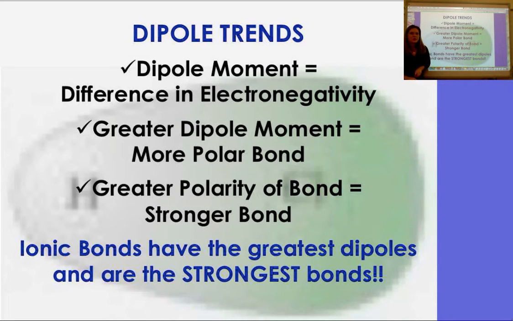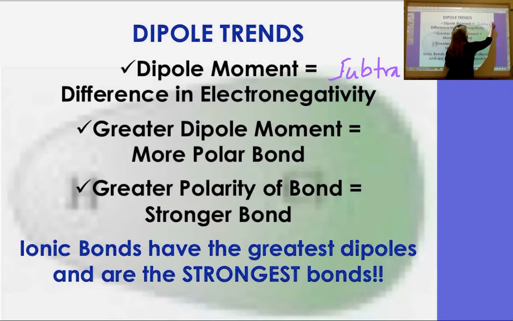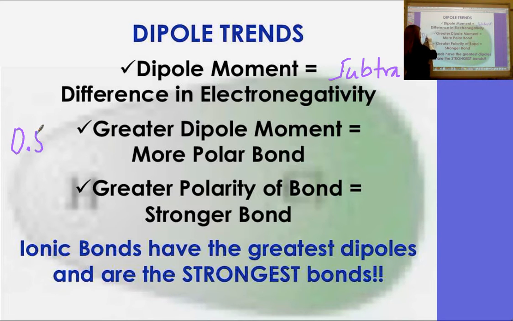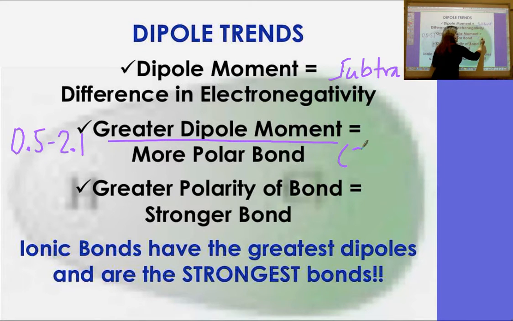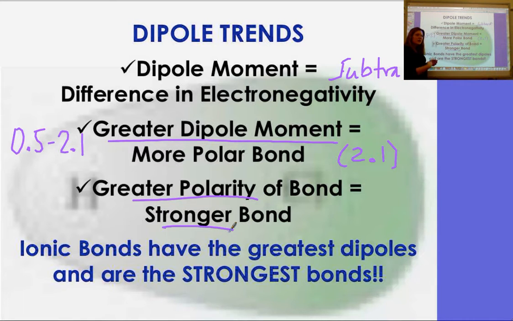Dipole trends. Your dipole moment, again, is your difference in electronegativity. This is where you subtract the two values. That number that you get, the higher the number, the closer, again, 0.5 to 2.1. The greater the dipole moment, the closer it is to 2.1, the more polar the bond. As you increase in polarity, you get stronger. I'm getting closer to looking like something that's ionic because ionic bonds have the strongest bonds.